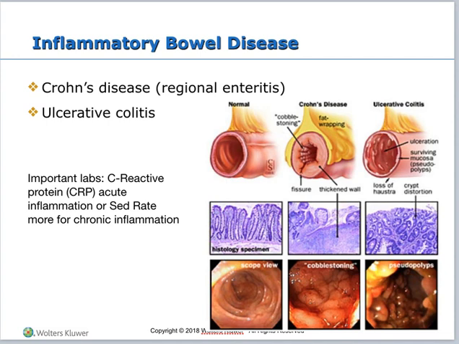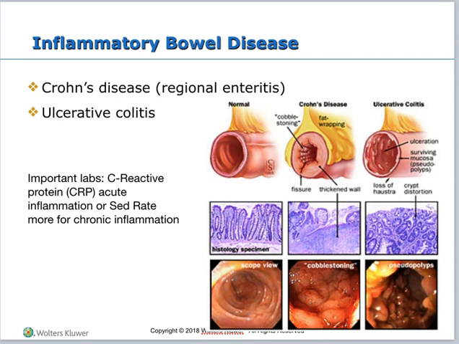We could also do a SED rate, and that's more indicative or a good marker for chronic inflammation. Again, it doesn't tell us where the chronic inflammation is, but it tells us it's present, and then we can correlate that with the signs and symptoms presented in the patient.